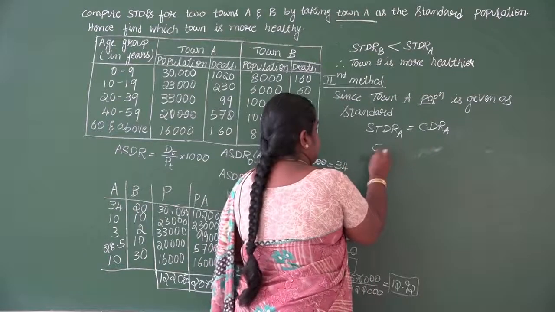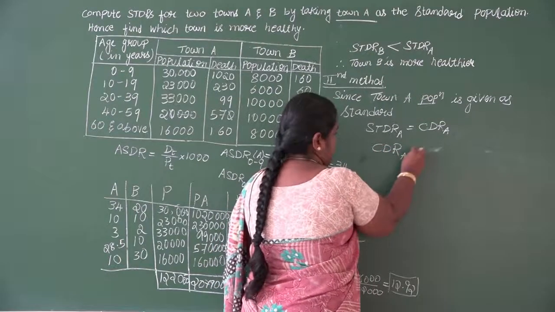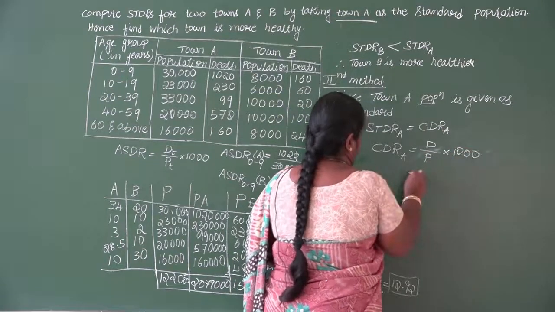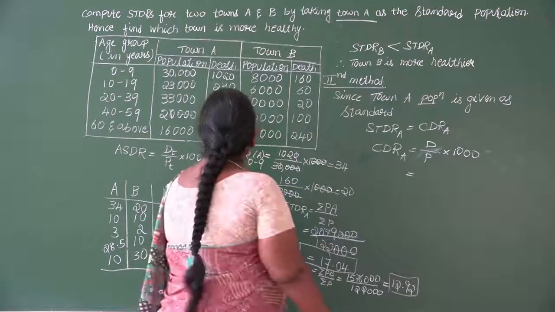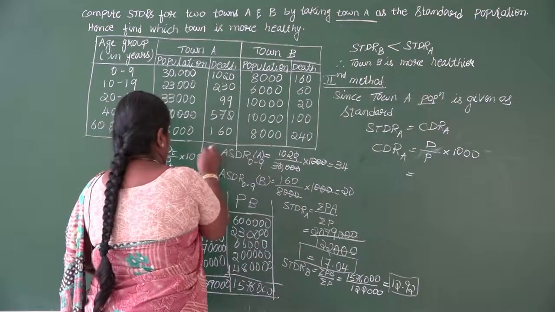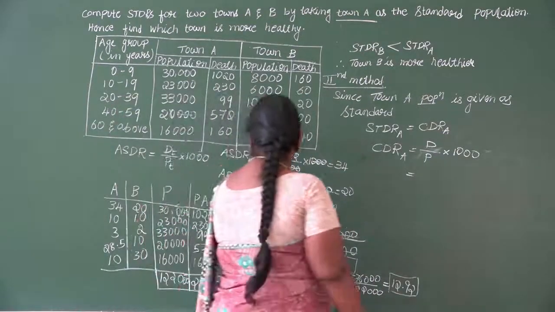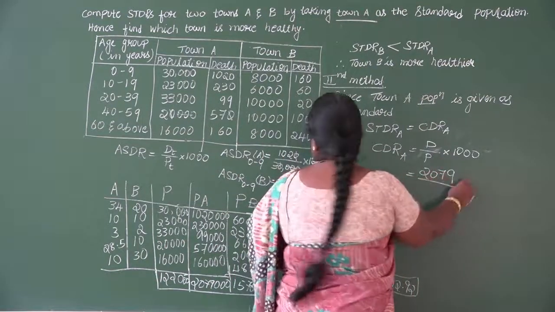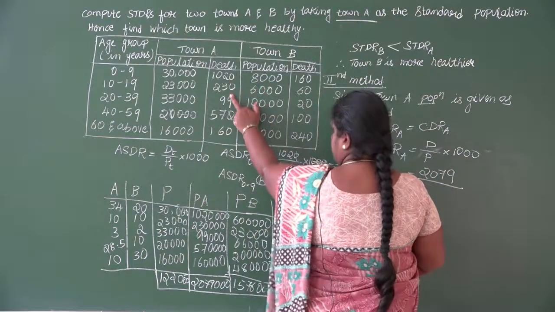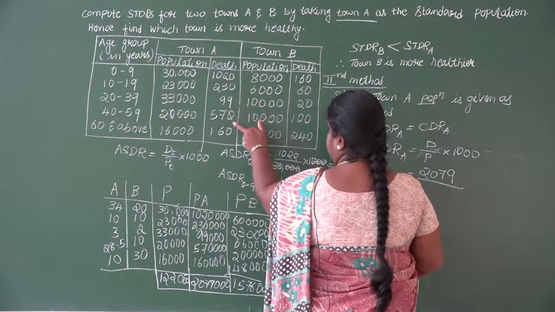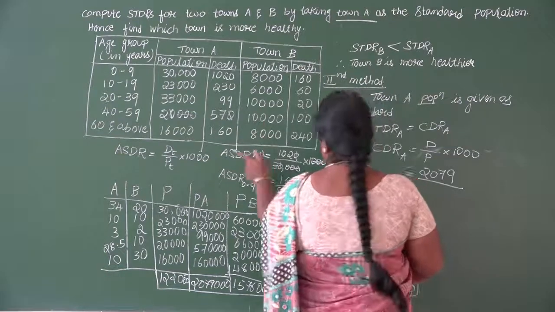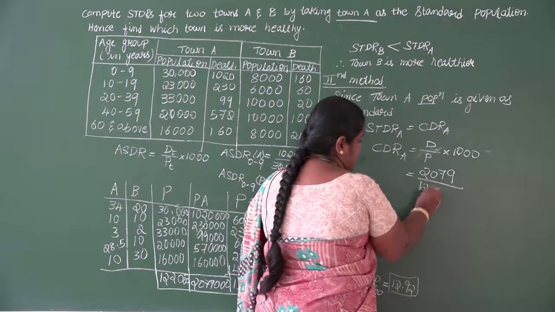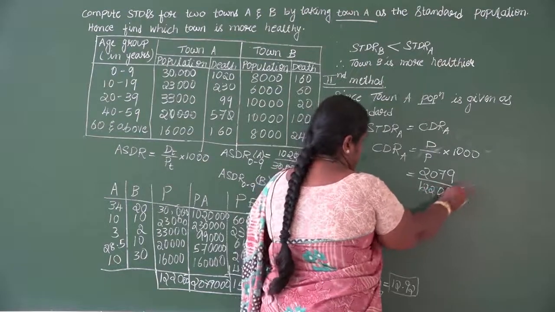So what is the CDR formula? It is D divided by P into 1000, and D value is the death of the population of town A, you have to add. So when you add that, you will get 2079. So you have to add 1020 plus 230 plus 99 plus 570 plus 160. So we'll get it as 2079, and when you add the population, we'll get 1,22,000.